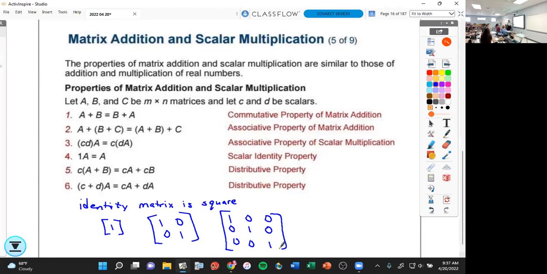Distributive property. If I had two matrices added together, multiplied by a scalar, I could multiply each of those matrices by the scalar. Or if I had the sum of two scalars multiplied by a matrix, I could distribute that matrix to each of those two scalars and then add those together. Assuming, well, they're both matrix A, so they're going to be able to add together.